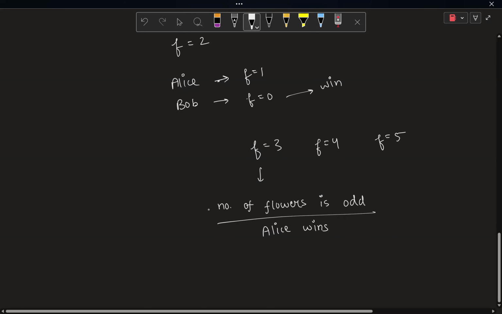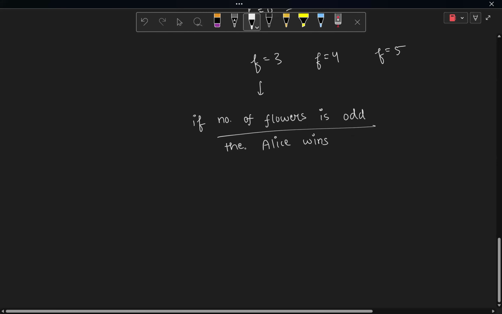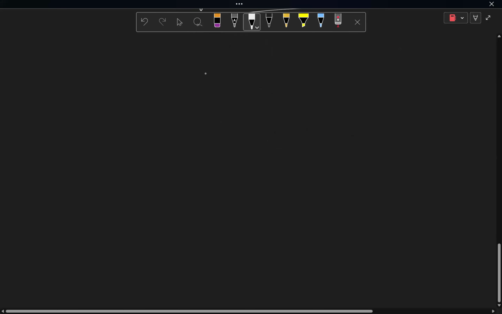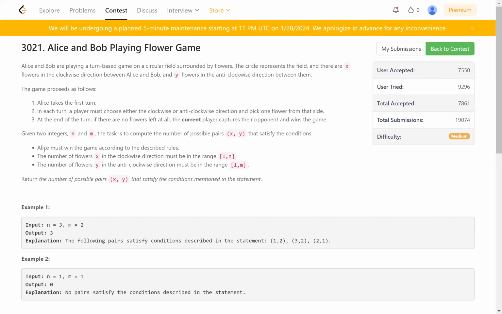Elias wins. And in the problem, we have been given some n and an integer m, where we want to find out the number of pairs x, y, where x is in the range from 1 to n, and y is in the range from 1 to m, and Elias will win.